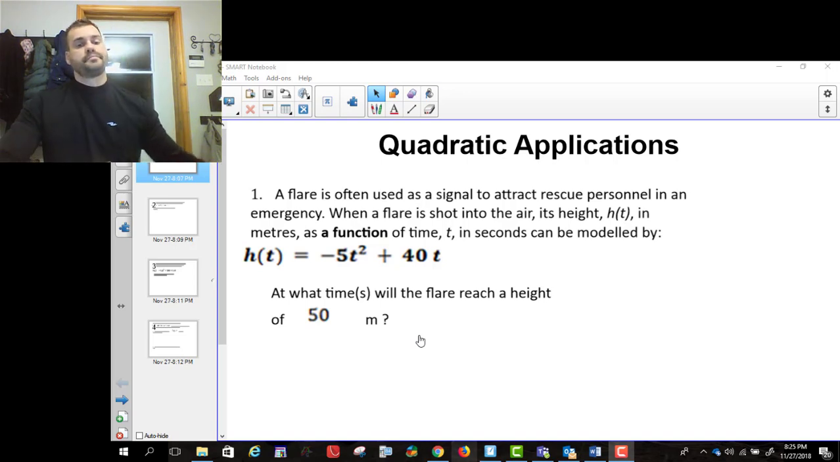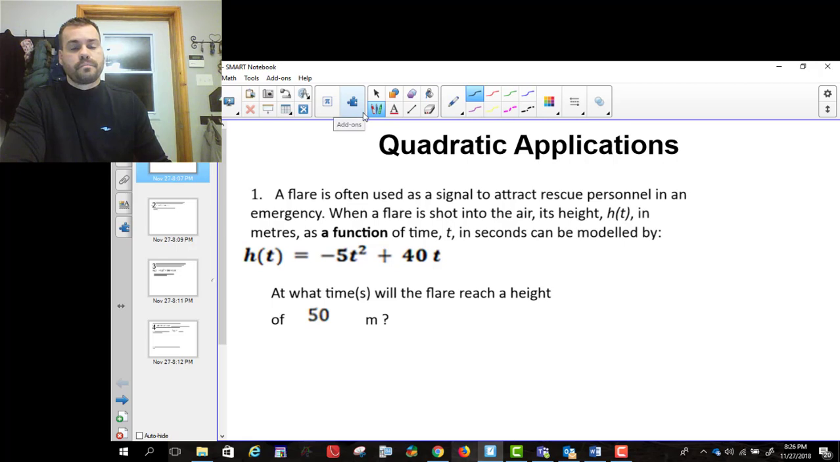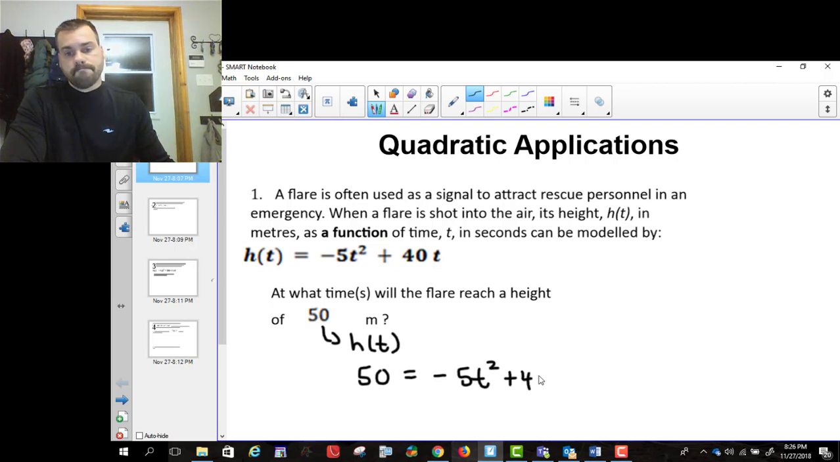So you've got a height, and you've got it with a time. Minus 5t squared plus 40t, and that's the height. So it's at what time or times, you notice there's an s there because it could be two, is this thing going to have a height of 50 meters? So what we do is this just becomes our h of t. Okay, so we go 50 equals minus 5t squared plus 40t.